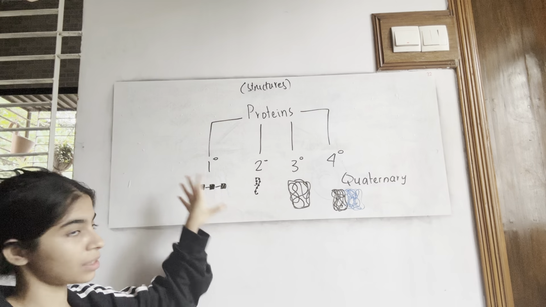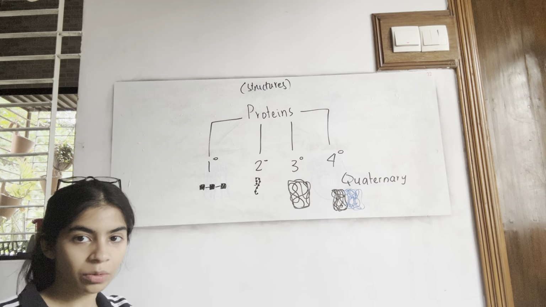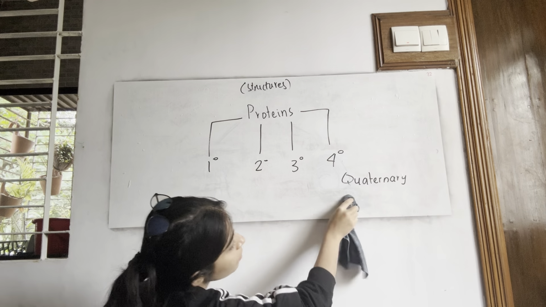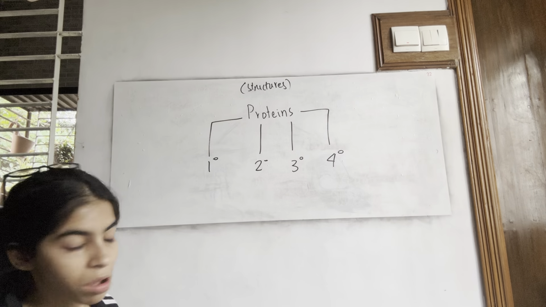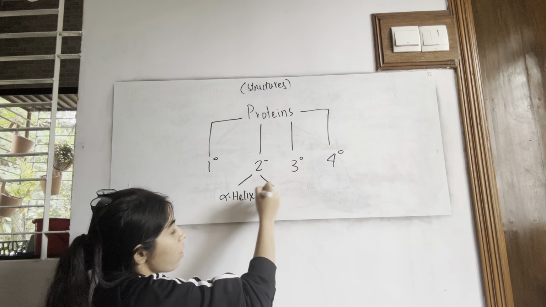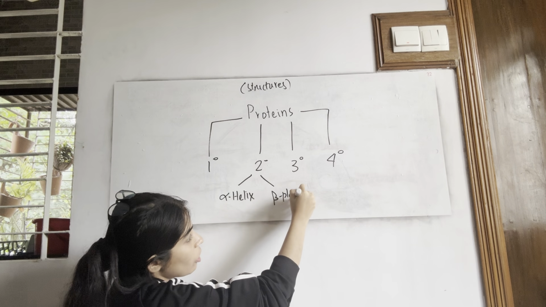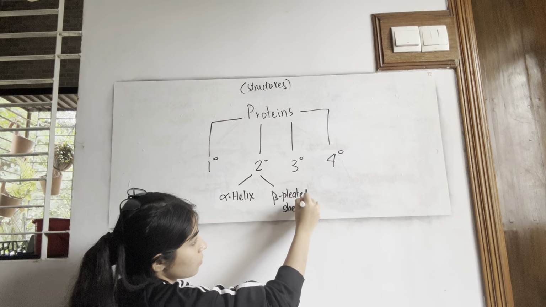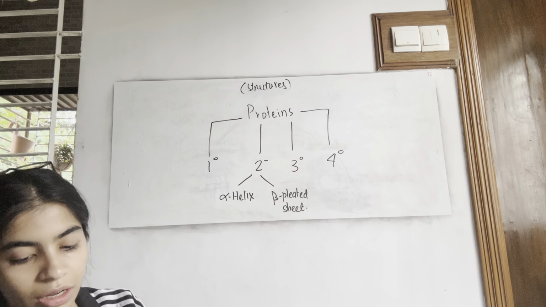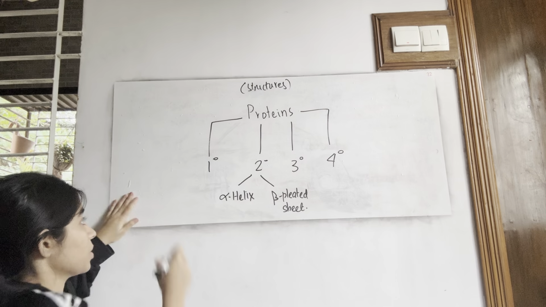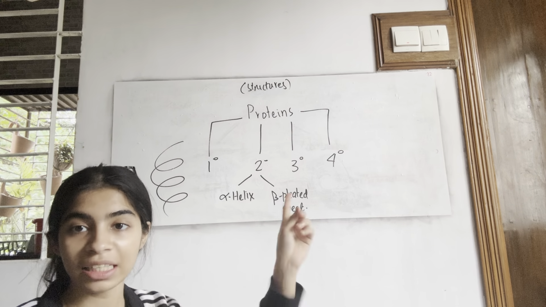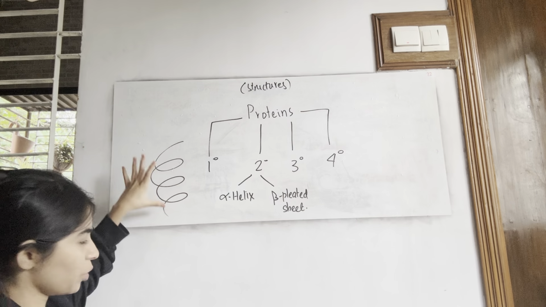The primary has no types, you're just coding the amino acids point by point. But the secondary has 2 types: alpha helix and beta pleated sheet. So alpha helix is practically, this is what it looks like. See the helix, like those dramatic staircases. Yeah, this is what you're going for.